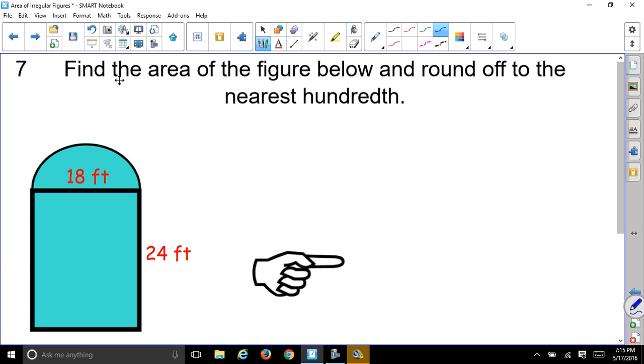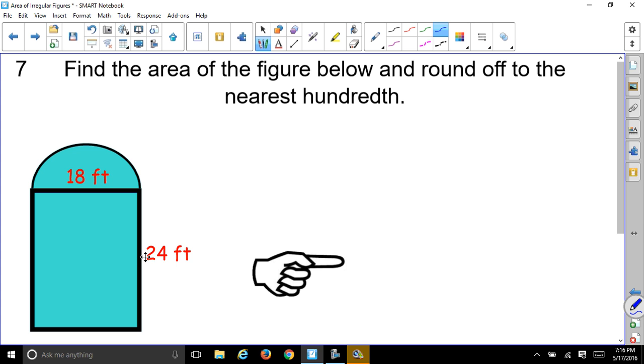Oh, here's another irregular shape. So find the area of the figure below and round off to the nearest hundredth. Now I notice we have a circle, or half a circle here. It looks like a basketball court foul line, and here it's 18 feet, which is the diameter, because we know a diameter cuts a circle in half, and this is half a circle, so that would be the diameter, as well as we have this long side of the rectangle here, which is 24 feet.